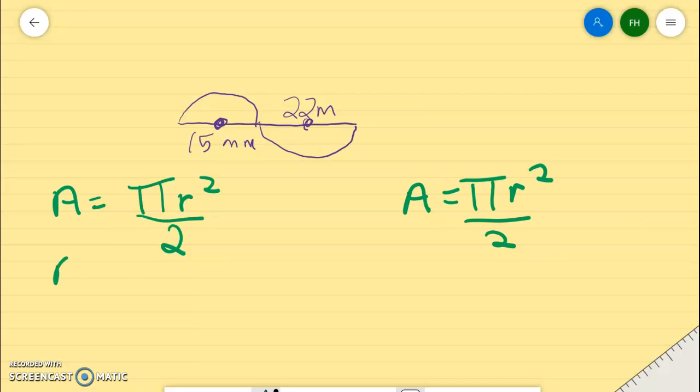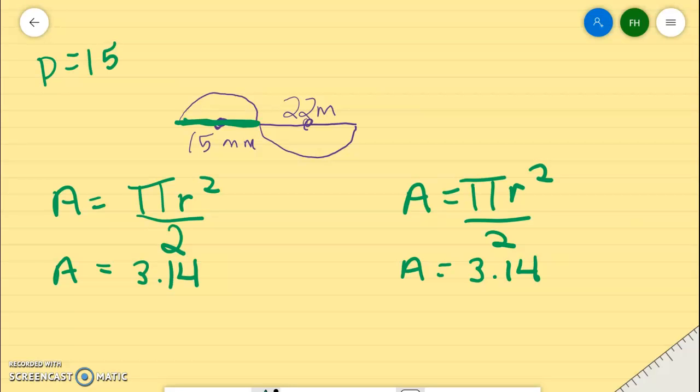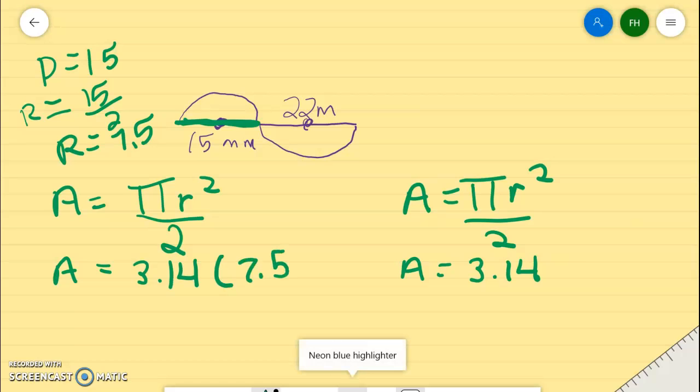Now, we know that we're going to use 3.14 for pi, but we have to figure out what our radius is. Remember, this is the whole length of the circle through the center, the diameter. So the diameter of the first circle is 15. The radius is going to be half of the diameter. So the radius of this circle is going to be 7.5. So that is what we plug in for r.